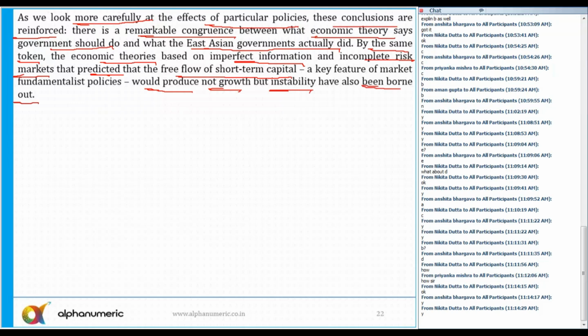So when you want to frame policies, please understand that what, according to theory, the government should do and what the governments are actually doing in the Asian countries, there's a lot of congruence. Lots of things match. Plus, economic theories had predicted that when we have imperfect information and incomplete risk markets, short-term capital will not produce growth, but it will produce instability, and that is something which we see for real. So this is what he's trying to say.